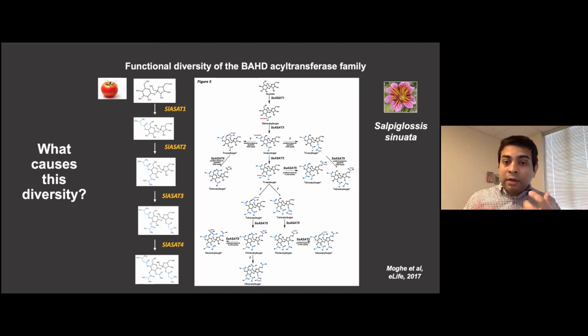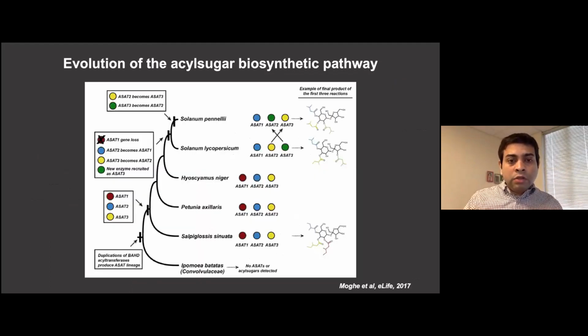in our study, we found that there are at least 5 enzymes in this species, all belonging to the same family. And they have a lot of promiscuous reactions, which ends up producing a lot of structural diversity of acyl sugars. So in that study, we were also able to figure out that the ancestral state of this pathway involved 3 enzymes, which we call acyl sugar acyltransferase, or ASAT1. So there were 3 enzymes at least at the common ancestor of all these species and of all Solanaceae species.